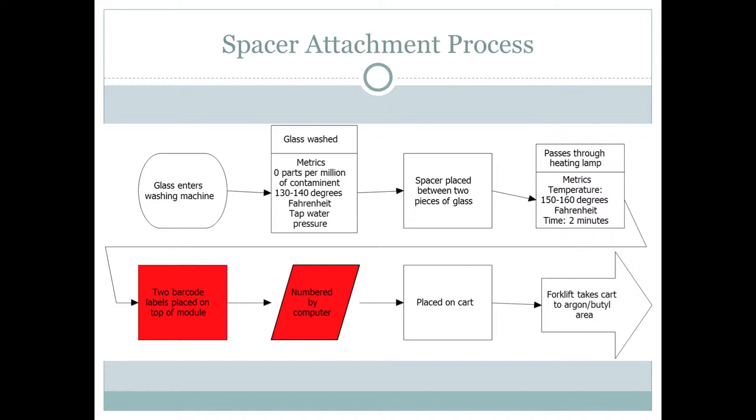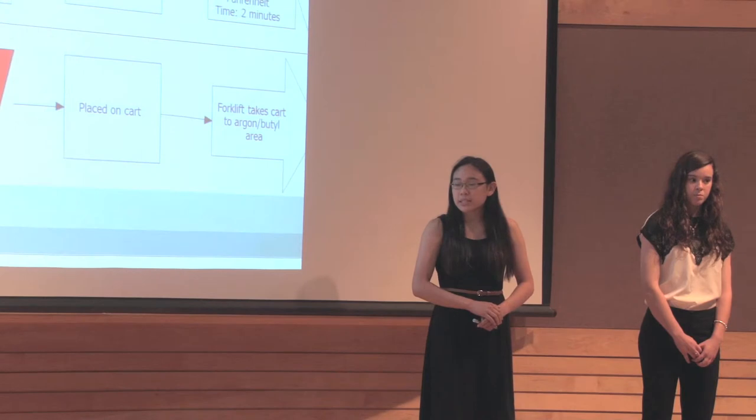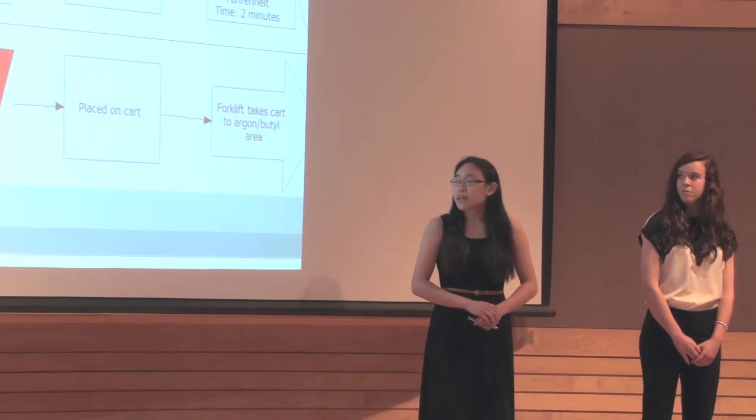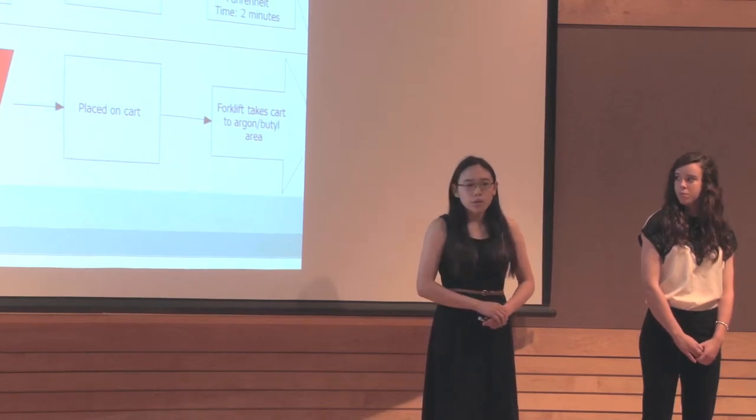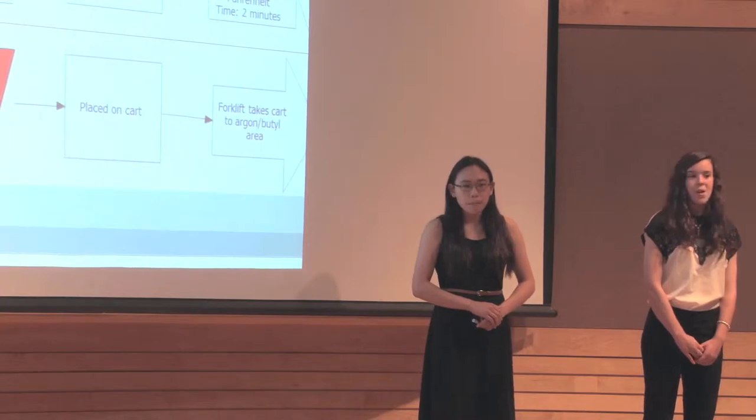Then the module is rolled out to two more workers who will put two labels onto the top of the window. This is the first step where Silverline's tracing system is started. Then the module is placed on a cart where it is rolled on to the next station, which is the pump argon process.